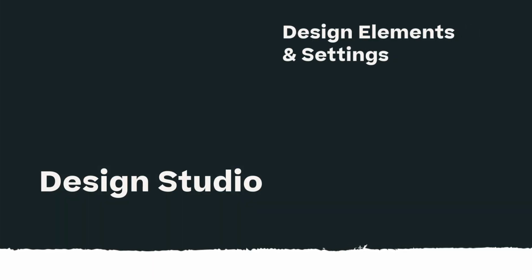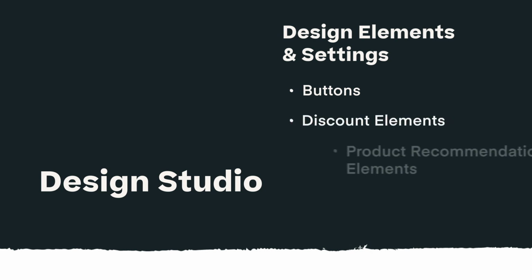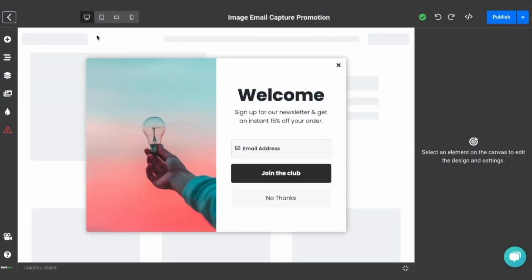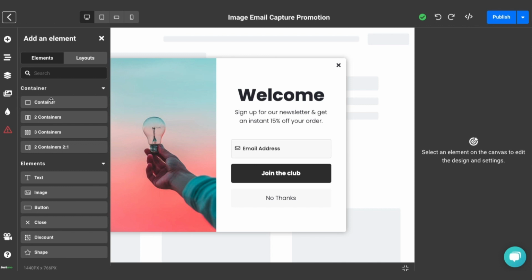We'll be covering design elements and their settings, and we'll do so in the context of three of our available elements: button elements, discount elements, and product recommendation elements. Now, you can add any element to your design by clicking the plus button on the left-hand side and dragging the desired element into the design.